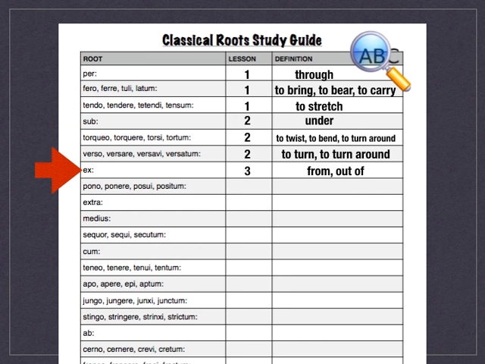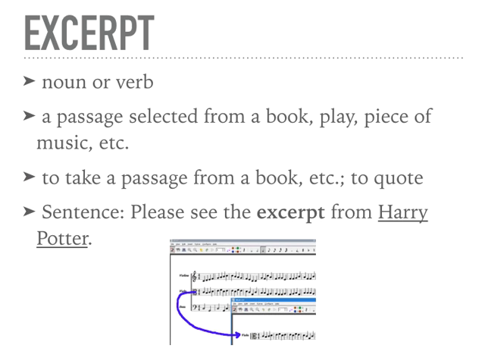The first word that uses the root X is excerpt. Excerpt is a noun or a verb. It can be used in both ways, and it is a passage selected from a book, play, piece of music, etc. It can also be the action of taking a passage from a book, usually a quote. So used in a sentence, this word can sound like this: Please see the excerpt from Harry Potter.